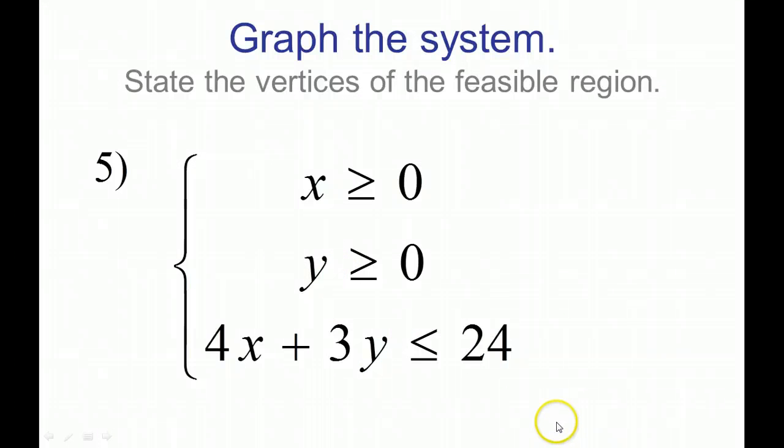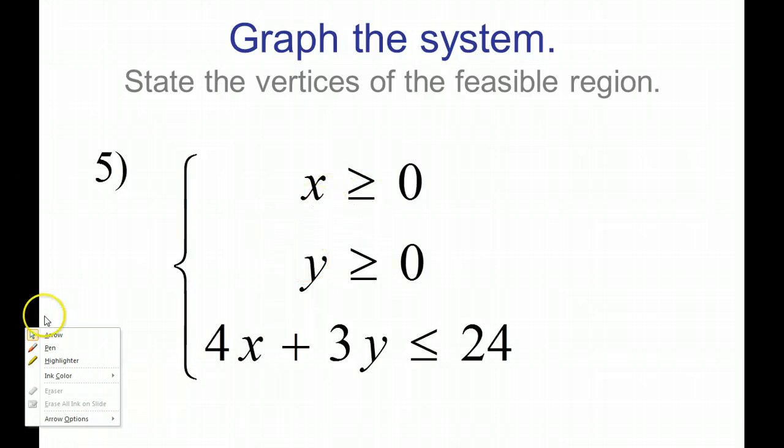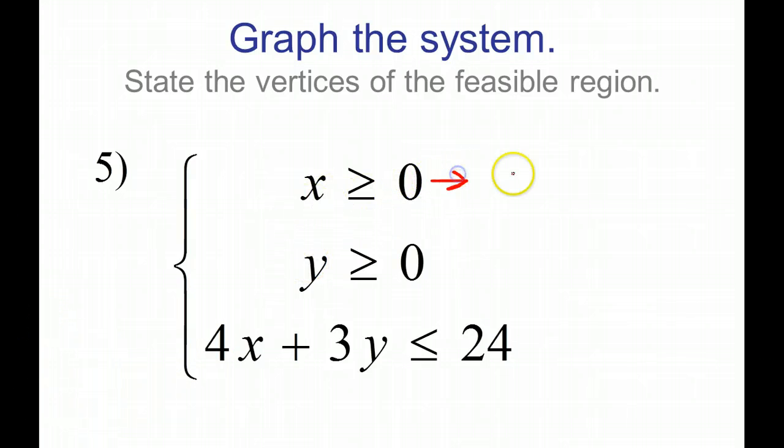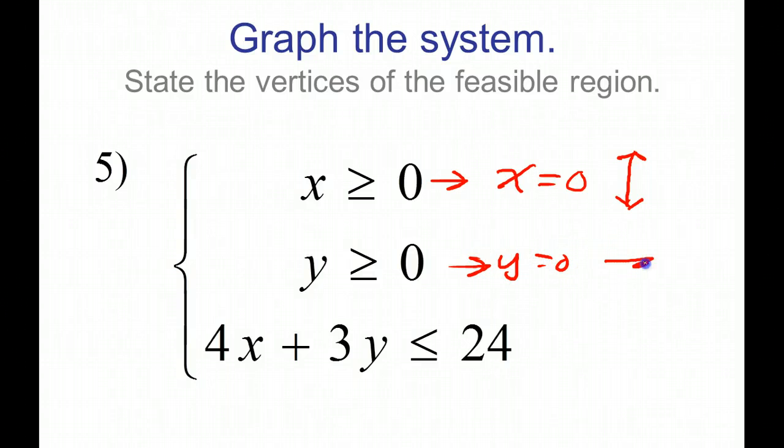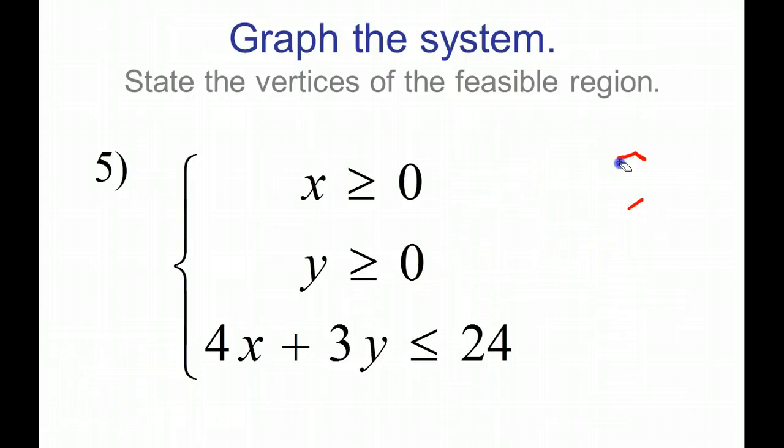Okay, here's problem number 5. Please understand, this equation right here is like having x equals 0. X equals a number is going to be a vertical line. So this top equation is going to wind up being a vertical line. This one down here, y equals 0, is going to wind up being a horizontal line. I'll worry about that in a second. Let's concentrate on properly getting this equation rewritten with y by itself.